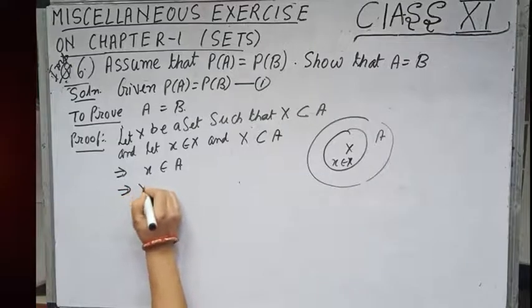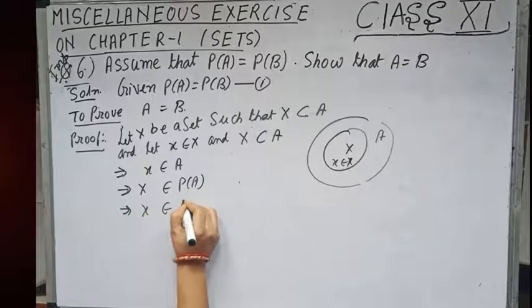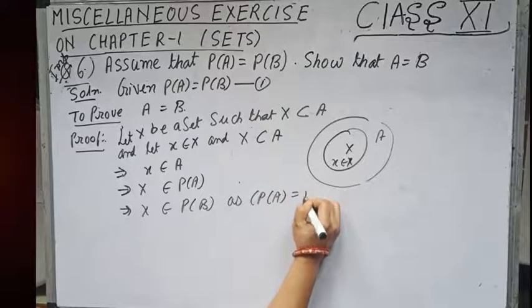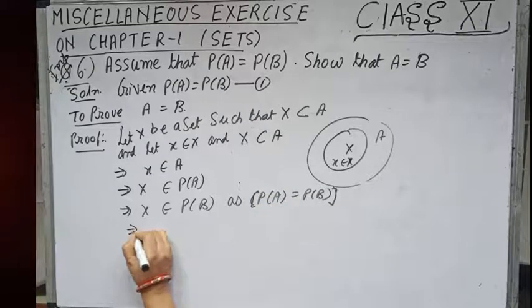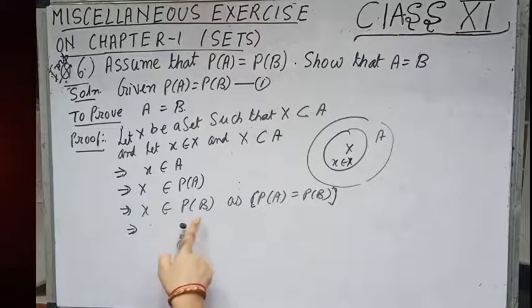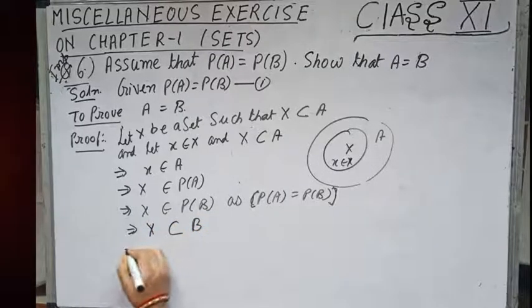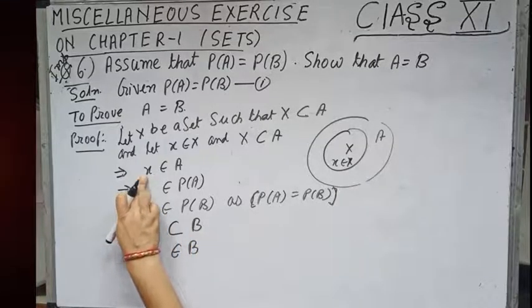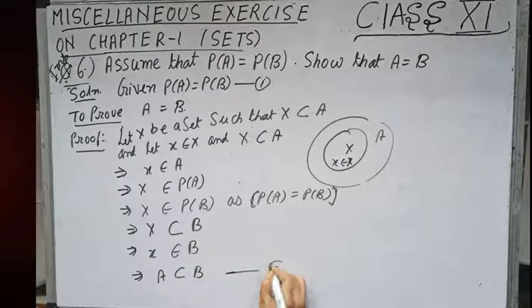Now this implies capital X belongs to the power set of A. This implies capital X belongs to power set of B, as power set of A equals power set of B. It is given in the question. This implies capital X belongs to power set of B. This implies capital X is the subset of the set B. This implies small x belongs to the set B. So we started with x belongs to capital A and we got x belongs to capital B. This implies capital A is the subset of capital B. Let's make it equation number 2.